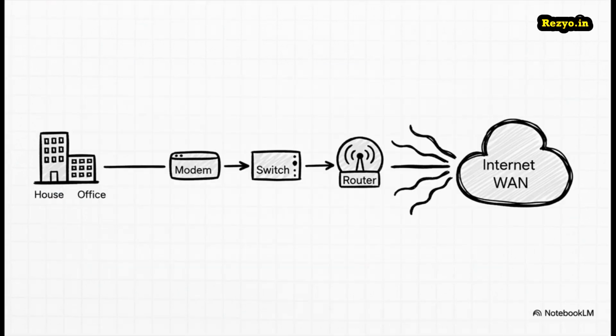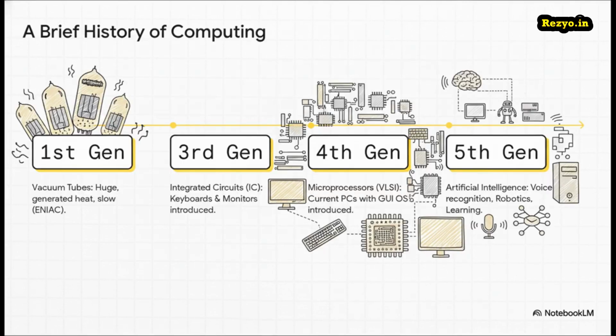So you put those 3 things together, the modem, the switch, and the router, and what do you get? You get a connection to the biggest network of them all, the largest wide area network that has ever existed, the internet.